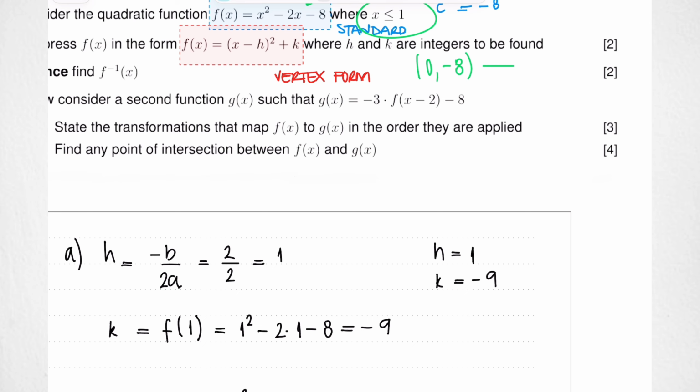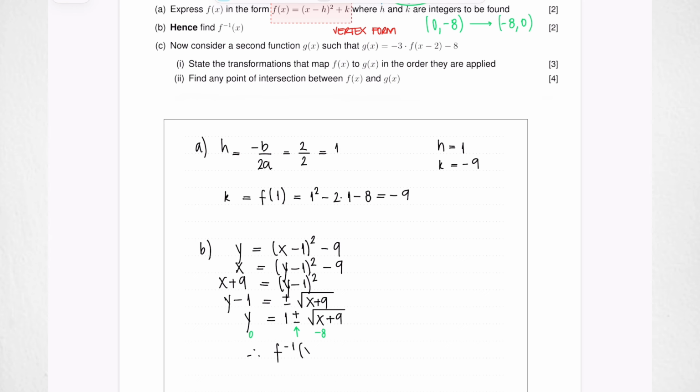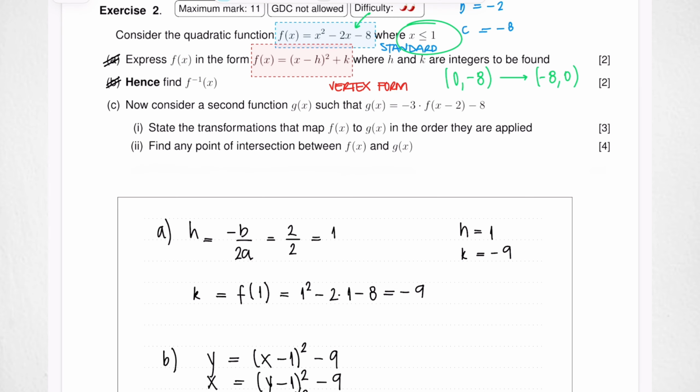If the function goes through this point, the inverse will go through the point negative 8, 0, given that the inverse will flip the x and the y coordinates. Now, for us to have a negative 8 and a 0 here, the only way is for this sign to be negative. It wouldn't work if it was positive. We would get 0 equals 2. So therefore, our inverse is 1 minus the root of x plus 9. So 2 down, 1 more to go.